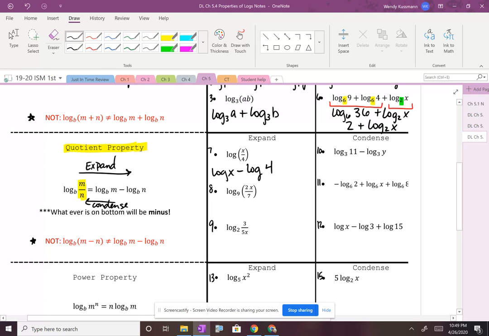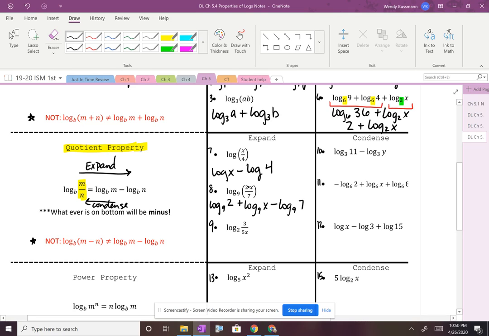The next example, log base 9 of 2x over 7. Something that I want to point out to you is that this is 2 times x. You could split it and then split it again, but the key thing to remember is that anything on the top is going to be positive, anything on the bottom is going to be negative. So this will break up into log base 9 of 2 plus, because the x is on the top, log base 9 of x. Now the 7 is on the bottom, minus log base 9 of 7.